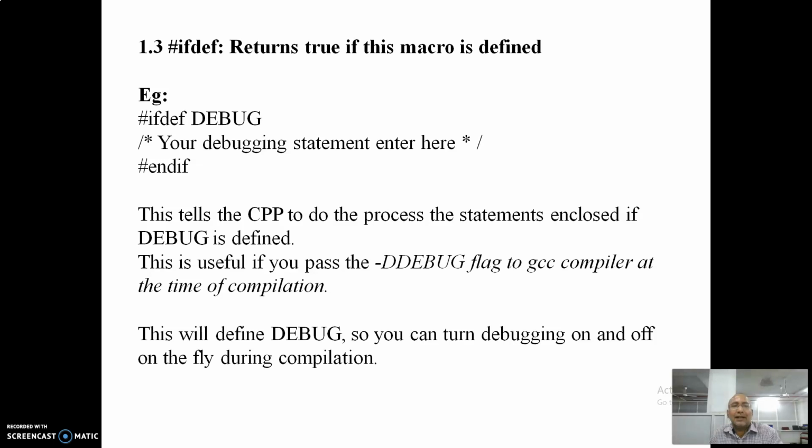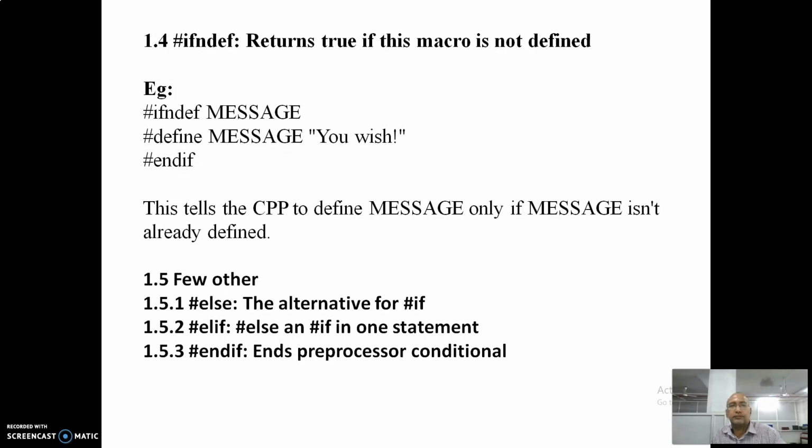if DEBUG is defined. This is useful if you pass the debug flag to the GCC compiler at the time of compilation. This will define DEBUG, so you can turn debugging on and off on the fly during compilation.